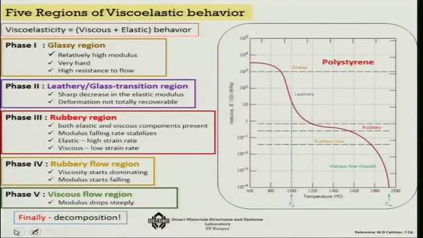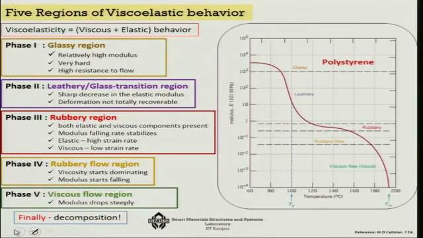Now let us look into the behavior of, in general, any viscoelastic polymer, which is not like a thermoset polymer. Because of the chemical cross-linking in thermoset polymers, you will not be able to achieve the rubbery stage. But if you consider a thermoplastic polymer, you will find that it has 5 regions in it.